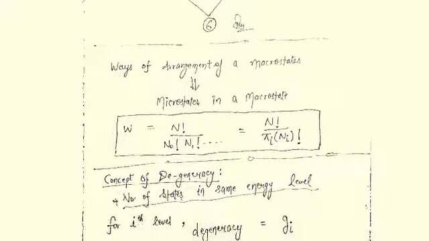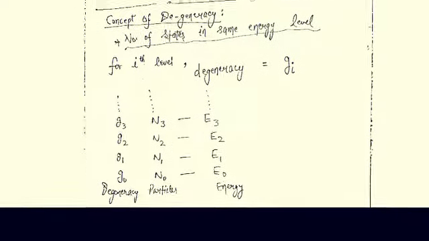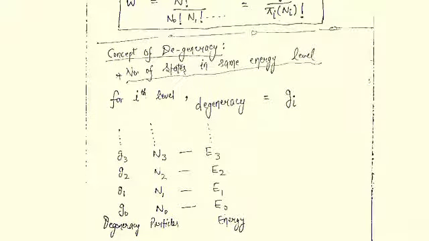Now we are introducing a new concept, that is the concept of degeneracy. First try to understand what degeneracy is all about. Degeneracy refers to energy states having the same energy. The number of energy states having the same energy, we call those energy states degenerate states. Are you getting what I am saying? That number of states having the same energy are termed as degenerate states.